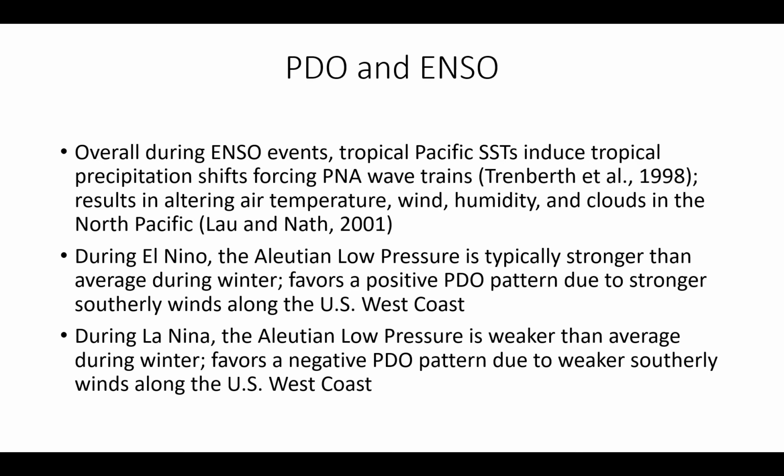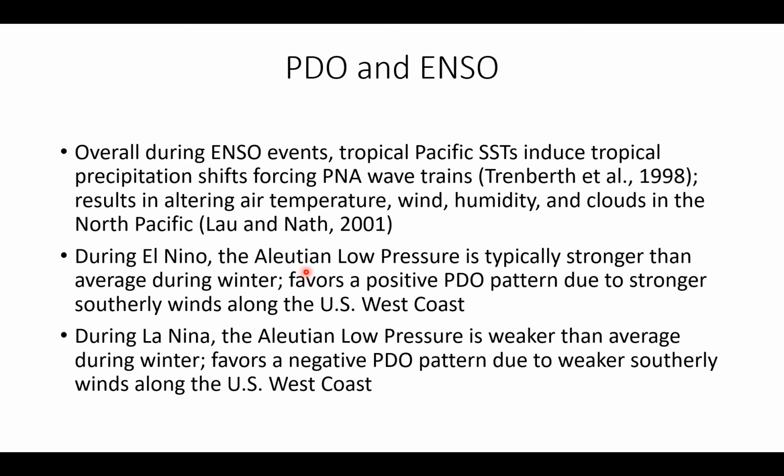Now, overall, during ENSO events, tropical Pacific sea surface temperatures induce tropical precipitation shifts, forcing PNA wave trains. This was discovered by Trenberth et al. in a 1998 research paper. These tropical Pacific sea surface temperature anomalies induce precipitation shifts in the tropics. It's going to force various phases of the Pacific North American pattern, the PNA pattern. This results in altering air temperature, wind, humidity, and clouds in the North Pacific. That research was conducted by Lau and Nath in 2001.